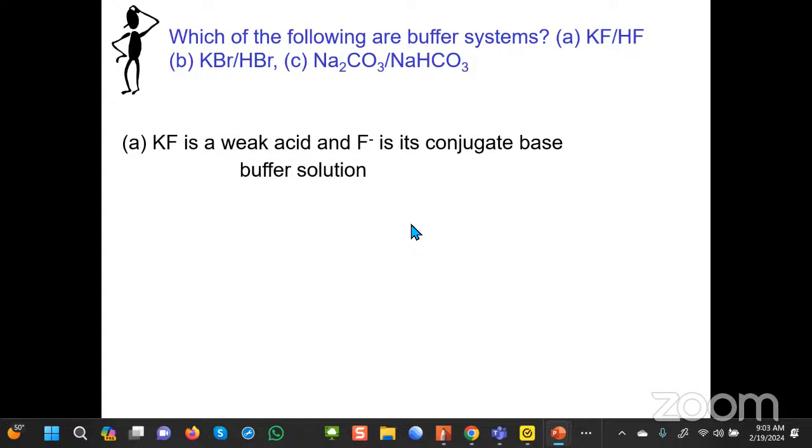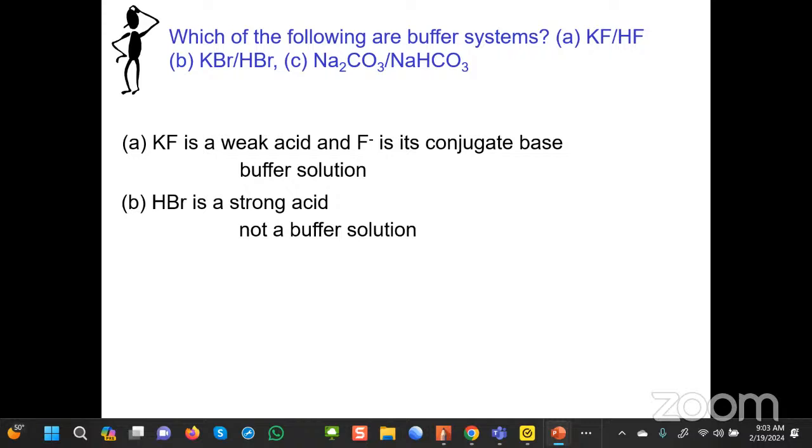Okay, what about B? Combination of potassium bromide and hydrobromic acid. Would you consider that to be a buffer solution? No, because HBr is a strong acid. Exactly, HBr is a strong acid, so therefore it's not a buffer solution. Okay, what about the last one?